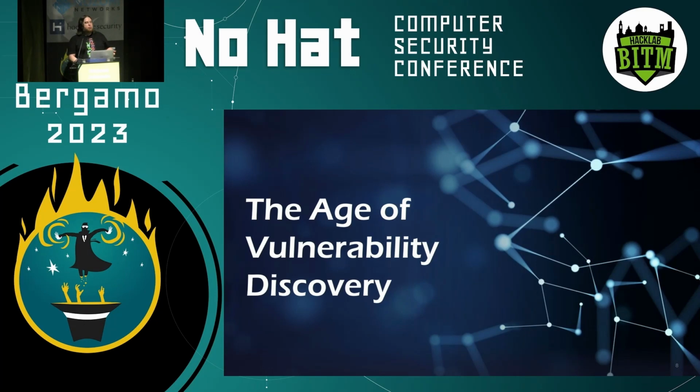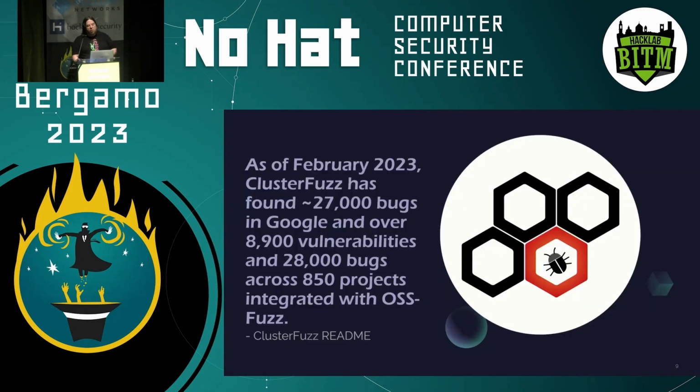What has happened since? Well, you may have heard that Google has been investing a lot in fuzzing over the last decade, and as of early this year, ClusterFuzz had reported finding over 27,000 different bugs in Google software, which included 8,900 vulnerabilities. So there's bugs and there's vulns. Fuzzers will find both. Vulns are just ones that can be taken advantage of for security-relevant purposes.